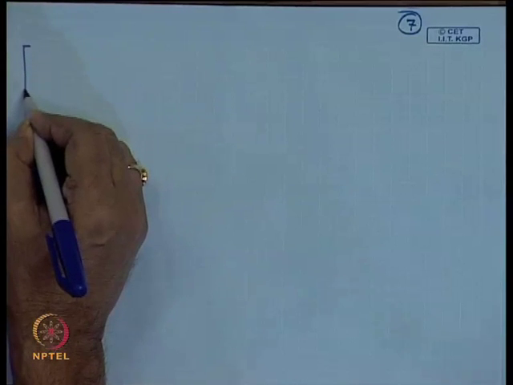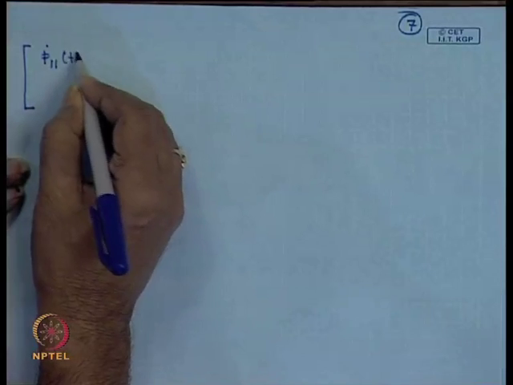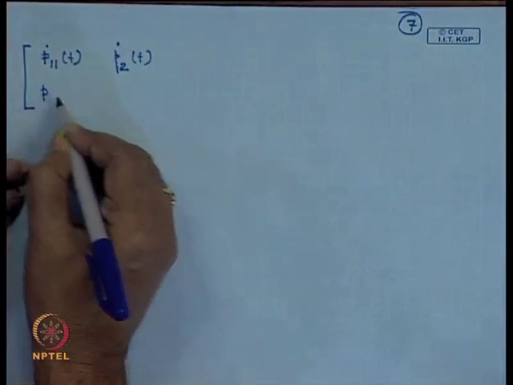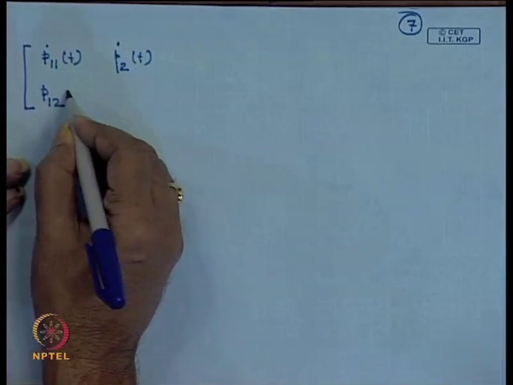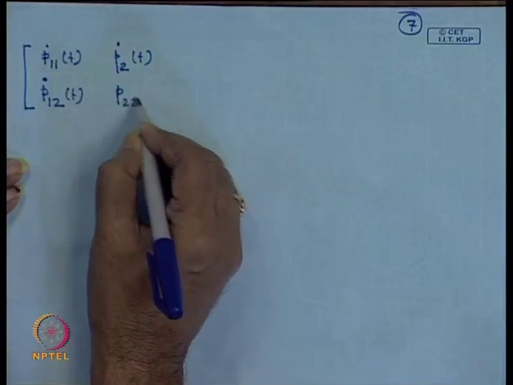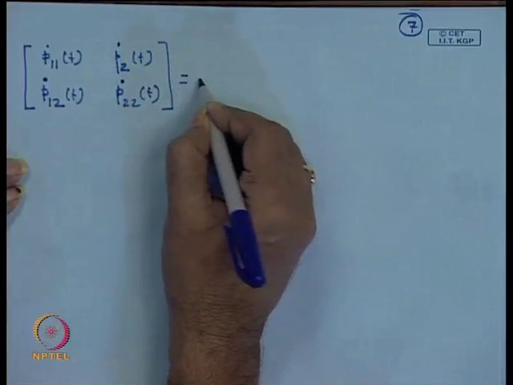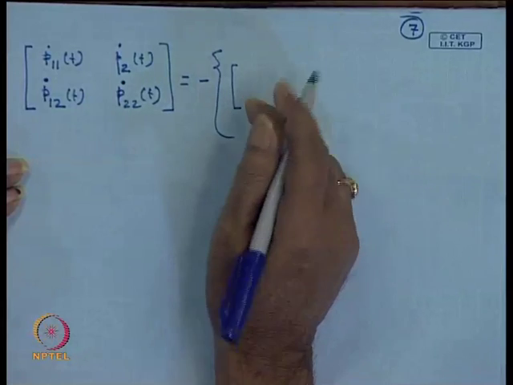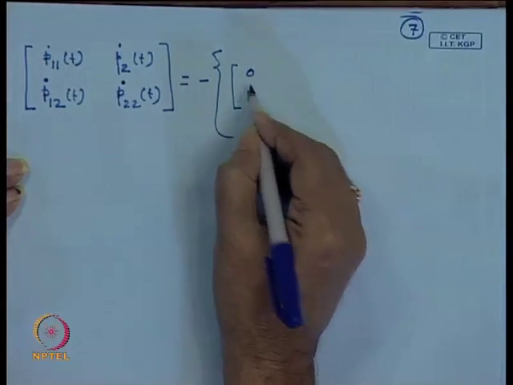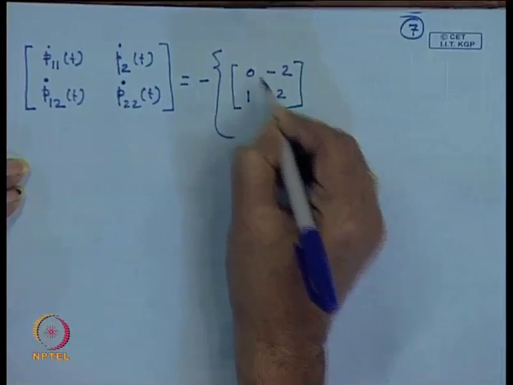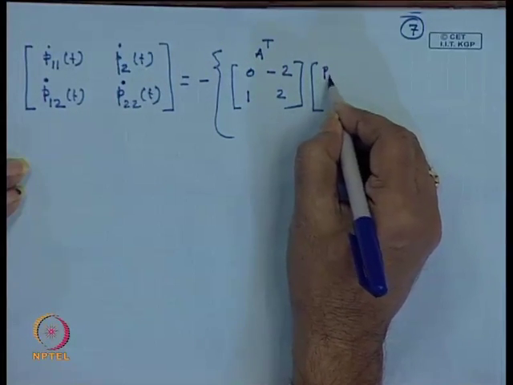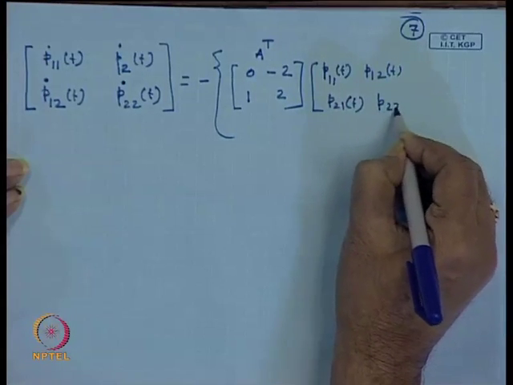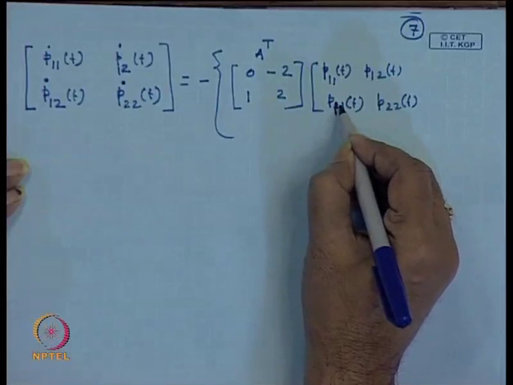So, our P of t, since P is a symmetric matrix, I can write each component of P this way: P 1 1 dot of t, P 1 2 dot of t, since it is symmetric P 2 1 I can write the same as P 1 2 dot of t, and then P 2 2 dot of t. This left hand side is equal to minus A transpose, where A is [0, 1; -2, 2], the transpose will be [0, -2; 1, 2], this is nothing but our A transpose, then [P 1 1 of t, P 1 2 of t; P 2 1 of t, P 2 2 of t]. Since P is a symmetric matrix, I will write it as P 1 of t.